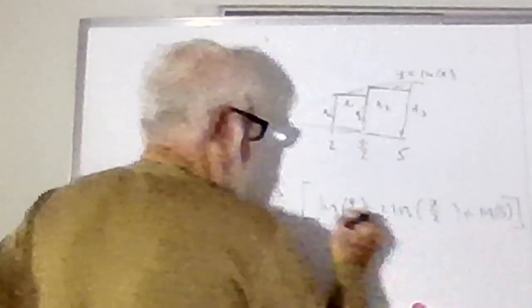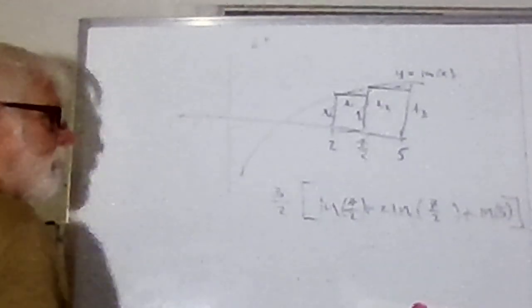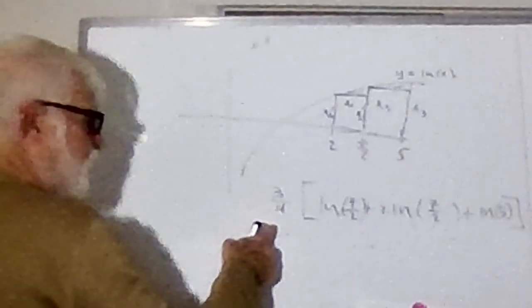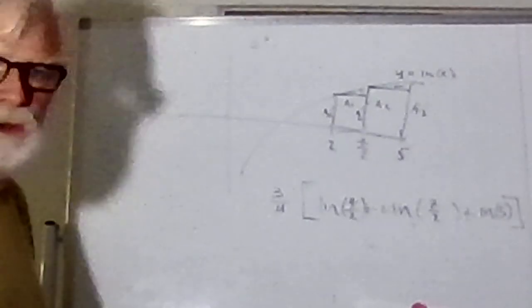You can tell I haven't been practicing this in a lot of years. All right, so now that's where that 3/4 comes from, because it's the width divided by 2. All right, and that's what's called the trapezoidal rule.